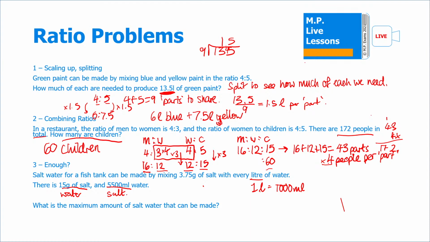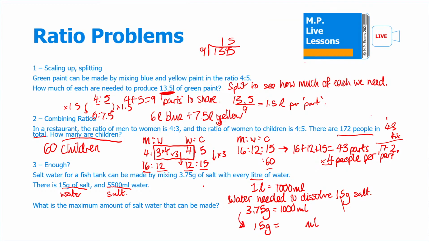You only need to do one comparison. I'm going to see how much water is needed to dissolve 15 grams of salt. So for every 3.75 grams of salt, we need 1000 milliliters of water. I've got 15 grams of salt, and we don't know how many milliliters of water this needs.